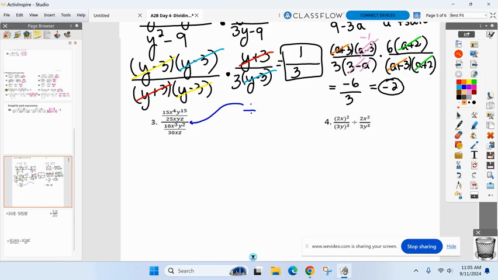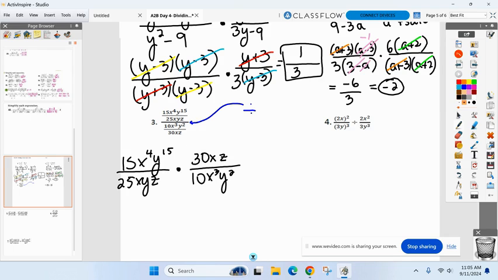Okay, so ready? Keeping the top. Top's not changing. 15x to the fourth, y to the 15th over. Change it into multiplication and do what to that bottom fraction? Flip it, yeah. Again, does everyone see what I mean? It's this divided by this. That's just a fancy way of me writing it. So the 30xz goes on top, and 10x to the third y squared.